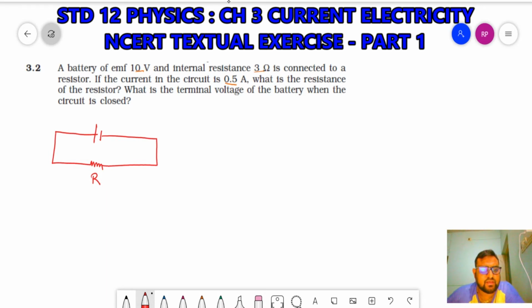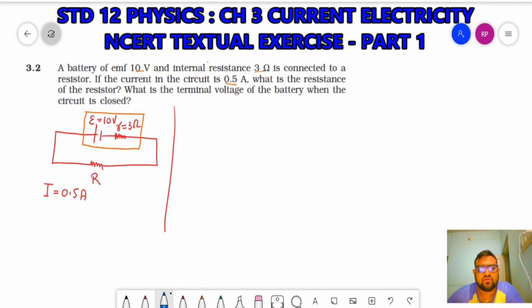What is the EMF of the battery? That is equal to 10. Internal resistance of this battery r is equal to 3 ohm. So what I will do, I will take this as a complete battery with internal resistance. This is the external resistance. Now the question is the current, here it is 0.5 ampere, then what is the resistance of the resistor? Here it is given that I is equal to 0.5 ampere.